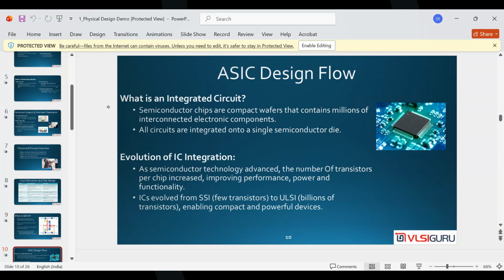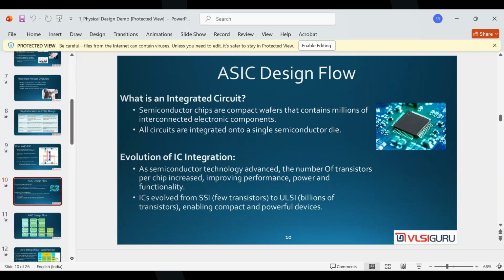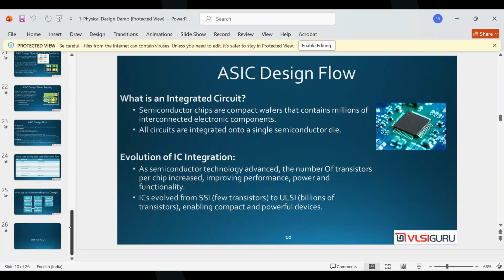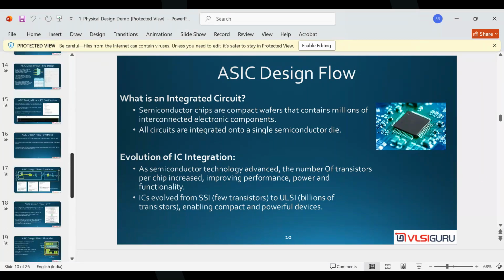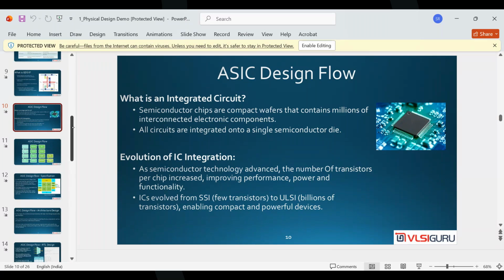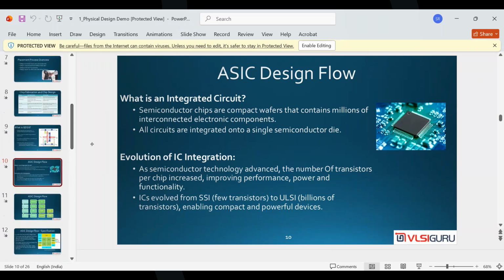So let us discuss the ASIC design flow here. What is ASIC? It is an application specific integrated circuit, right? When we say application specific, it means the design which is only dedicated to an application, right? What does this mean? Yes, it is application specific.